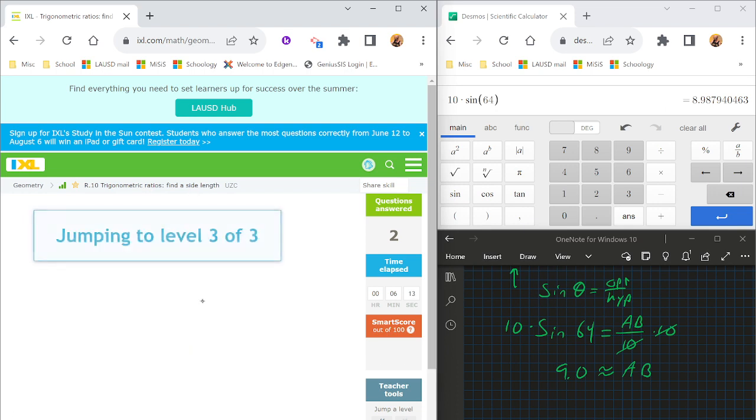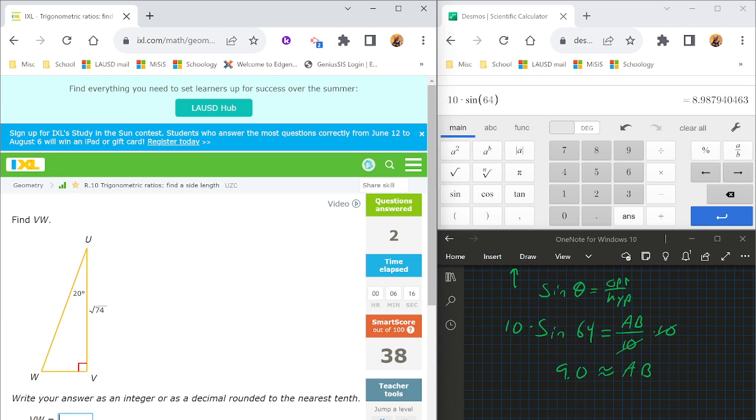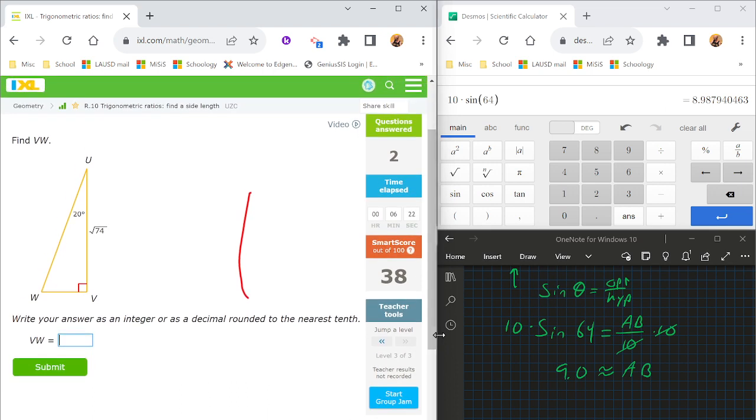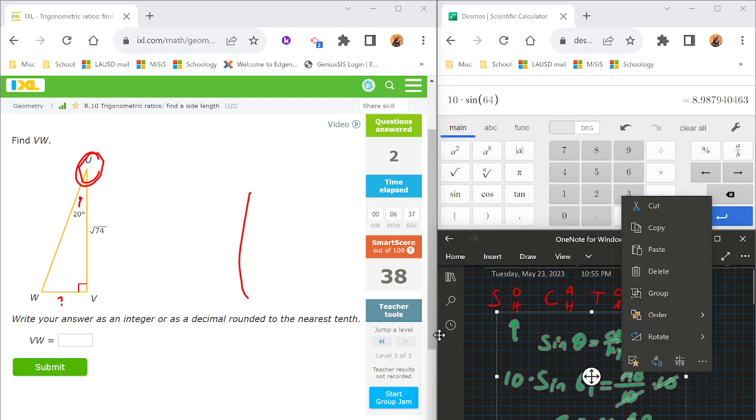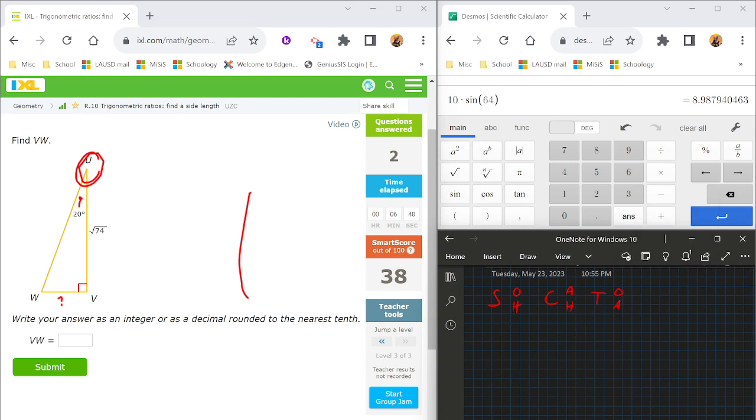Let's see. Let's skip up a level. Okay, let's do one with the square root here. I forgot I got my pencil on. So I want to get VW. That's this side right here. This is the angle. I know that's where the 20 degrees is. Let me get rid of this work over here really quick. Okay, so for my 20-degree angle, that makes this my opposite side. This is my adjacent leg. That's feeding my tangent over here.